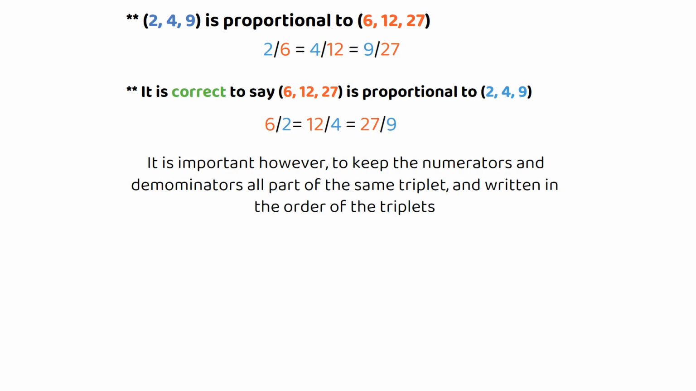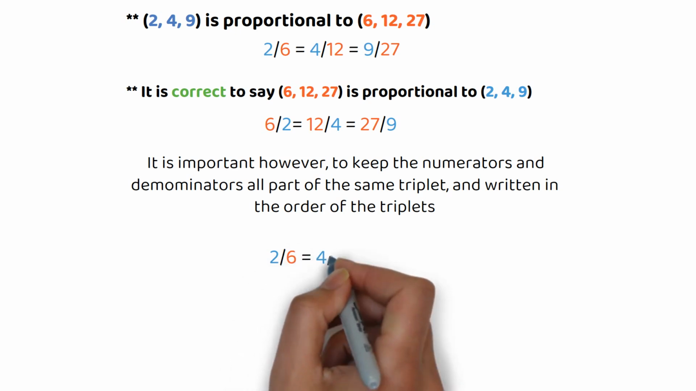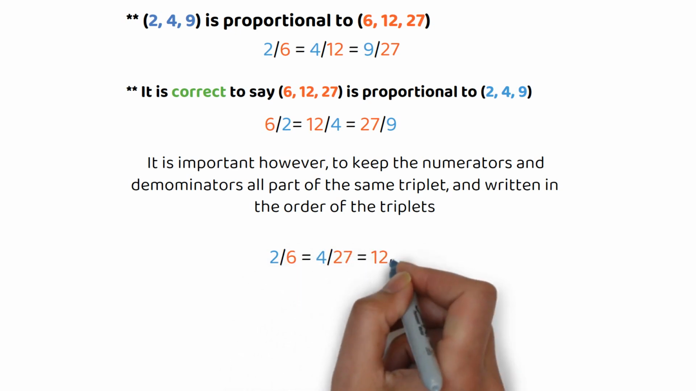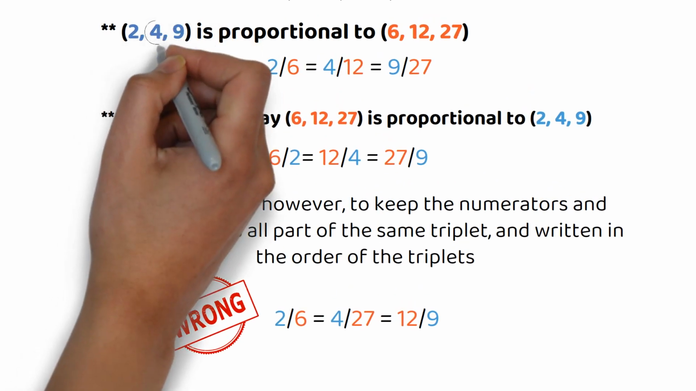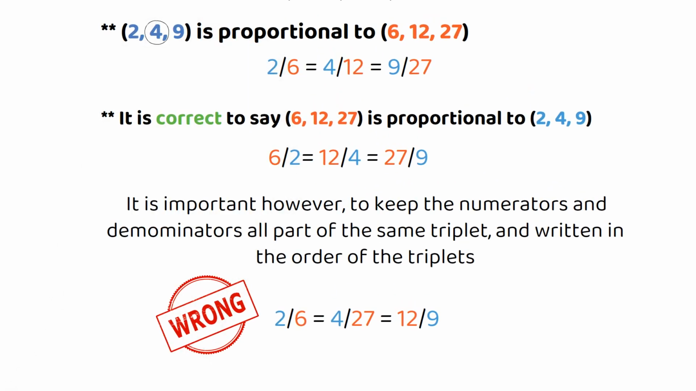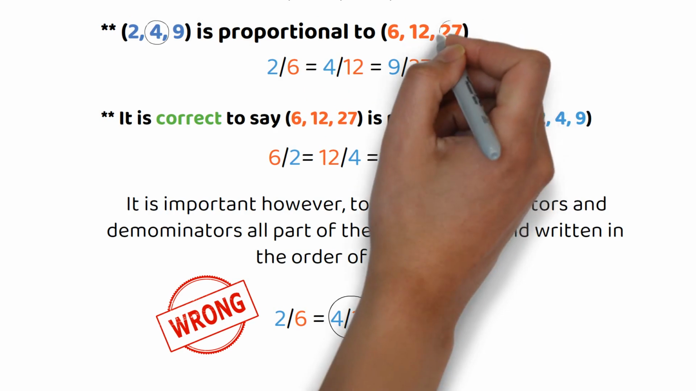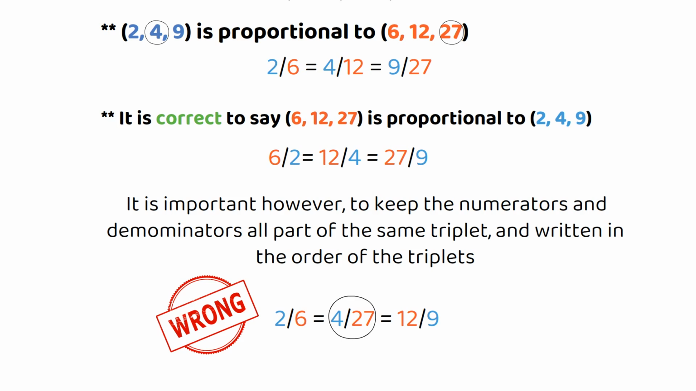Thus, even though 2, 4, 9 is proportional to 6, 12, 27, it would be wrong to intermix the numbers or their orders. For instance, if we tried to say 2 over 6 equals 4 over 27 equals 12 over 9, we can see that the fractions are no longer equal to one another. This is because in the second fraction, the number 4 in the numerator, which was in the second place of the first triplet, got paired with 27, which was in the third place of the second triplet. That's what messed up the fractions.